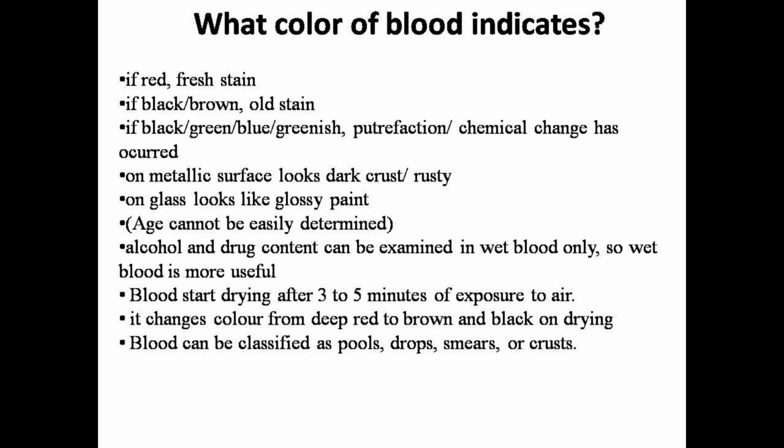Blood can be categorized into different types, like pools, drops, smears, or crusts. Now, the color of blood can indicate many things. If the color of blood is red, it means it is a fresh stain. If it is black or brown, it means it is an old stain. And if it is black, green, or bluish, then there might have been certain changes in the blood. It could be putrefaction also.